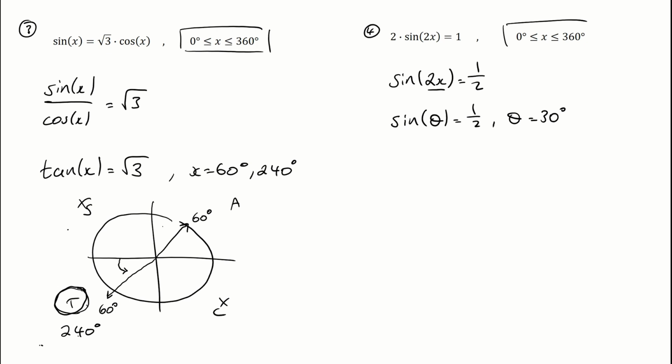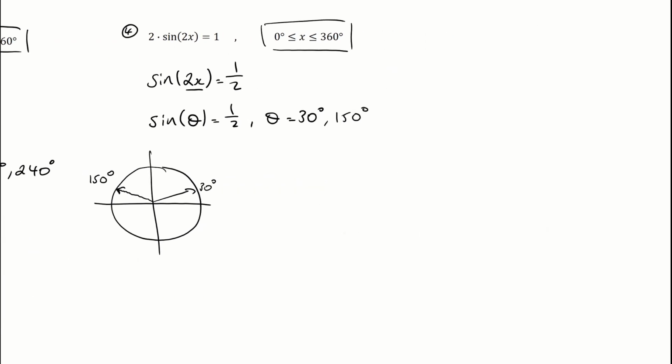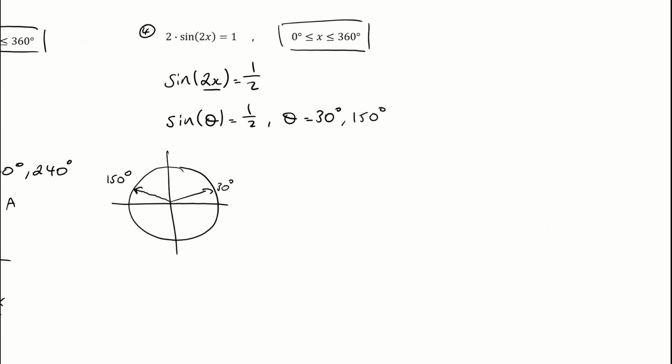But again, I'm allowed to be anywhere inside of my unit circle. So if I was to draw out my unit circle, I've got my 30-degree angle up here, okay? However, there's also another angle which gives me a positive a half for sine, and that would be this angle out here. So that would be my 150-degree angle. So I would get 2 solutions there.